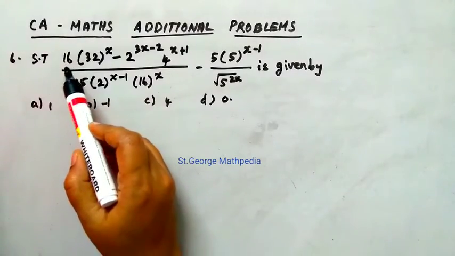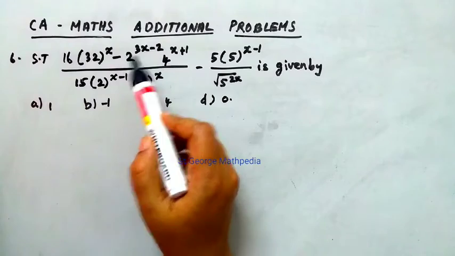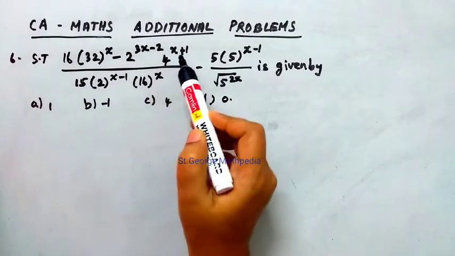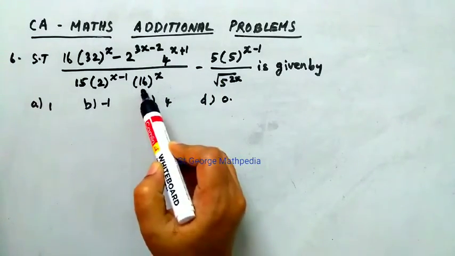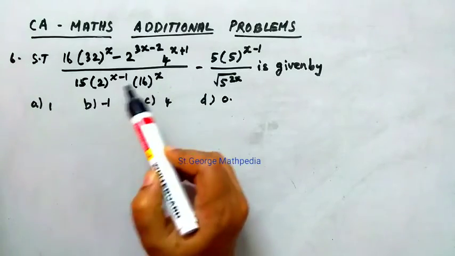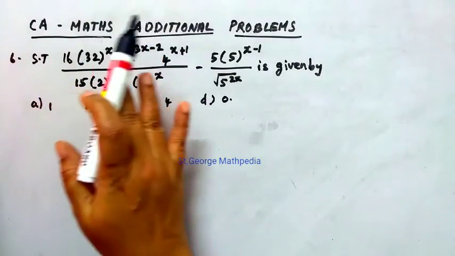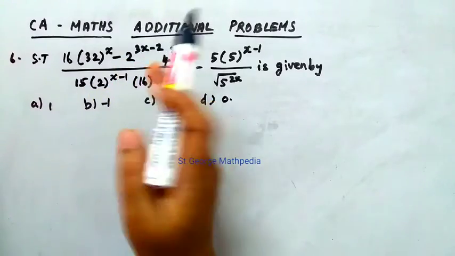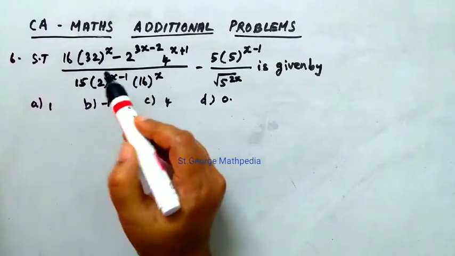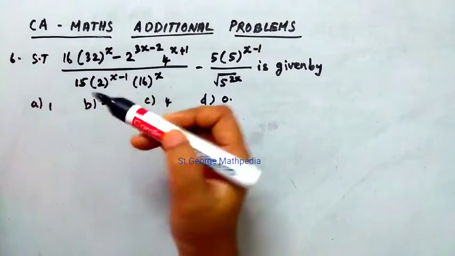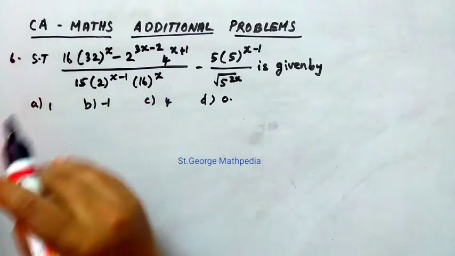Okay, next problem is (16 into 32 to the power x minus 2 to the power of 3x minus 2) divided by (15 into 2 power x minus 1 and 16 to the power x) under root 4 power x plus 1. So except this 15, all these terms are multiples of 2, right? So you can write the terms in terms of 2 to the power. So taking base as 2, you can write all these terms.